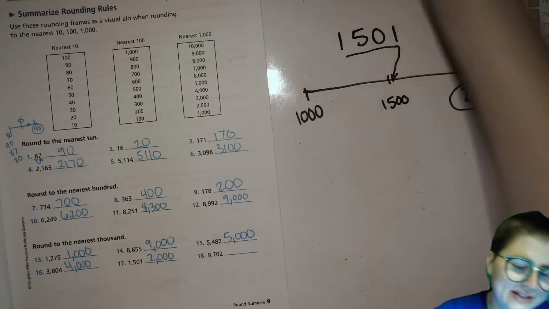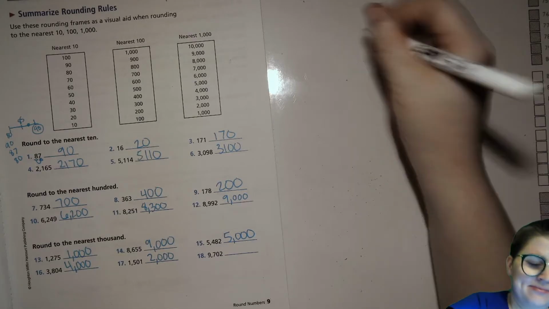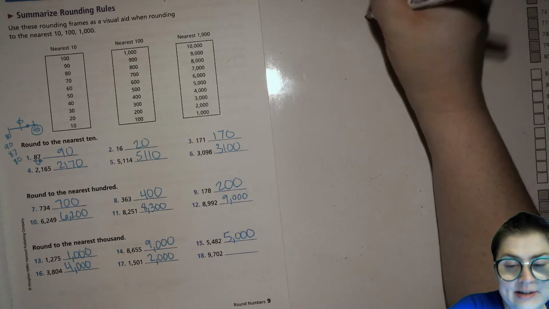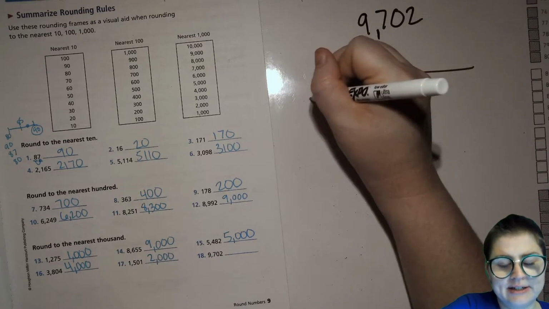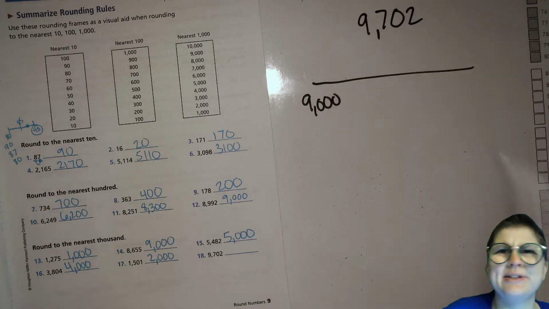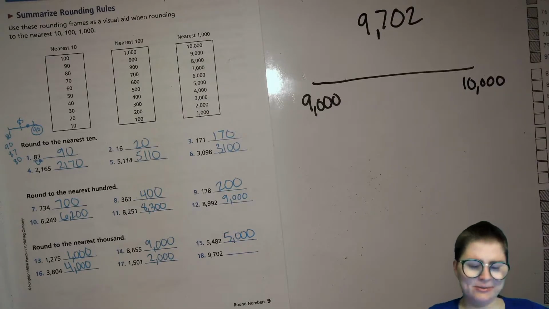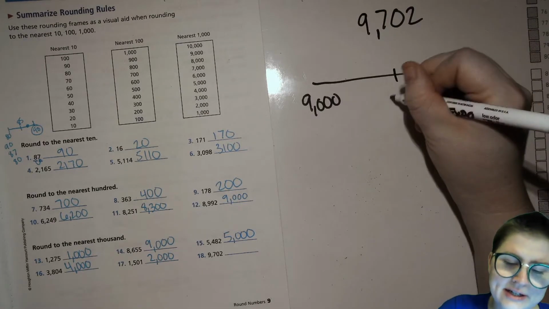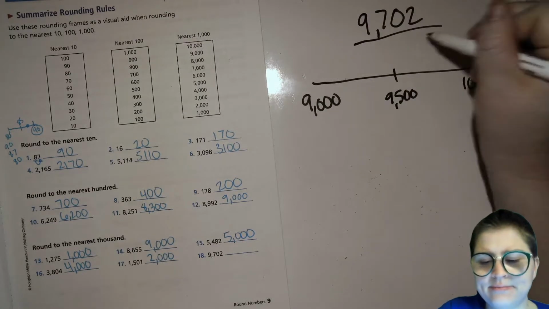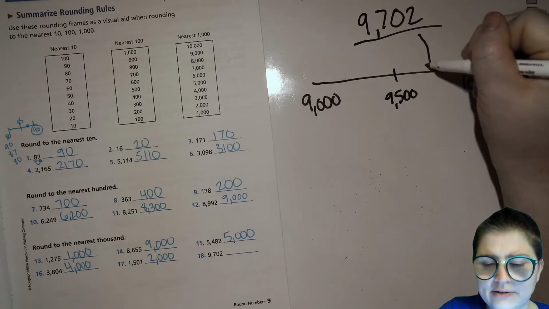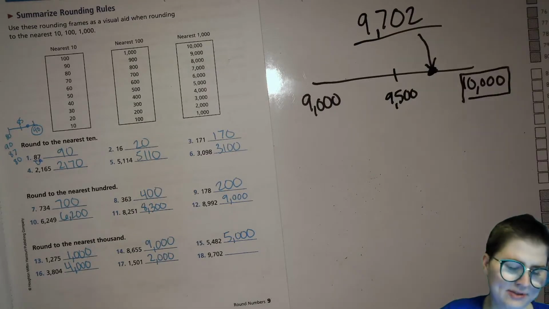Okay, here we go. Next one. Let's see. The number is 9,702. We're in between 9,000, and then what's the 1,000 after that? 10,000, right? Whew, 10,000. Halfway in between those, 9,500. And then where does this number go? Right about there, right? So what's the nearest 1,000? The closer one. This one. 10,000.